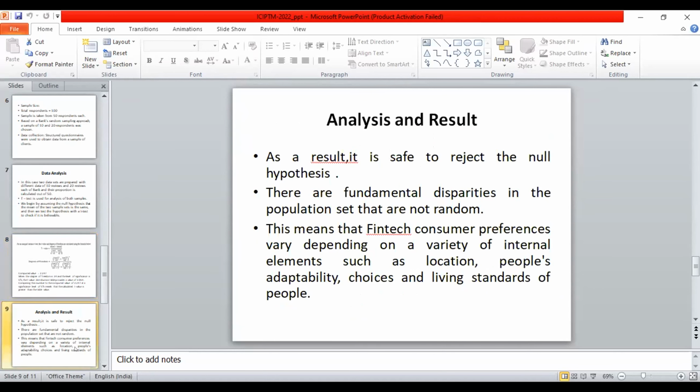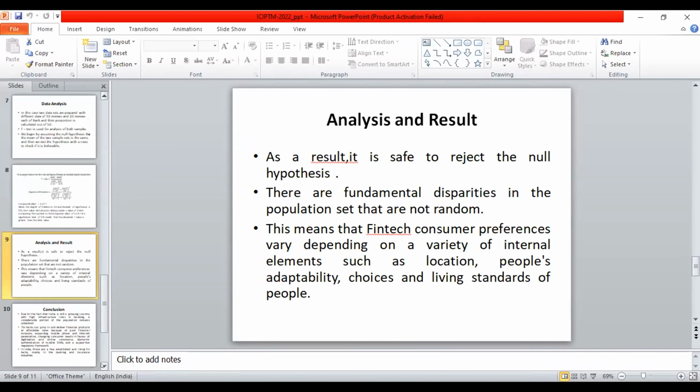So in this case, we reject the null hypothesis, because the null hypothesis says that there is no disparity between the customer adaptability and the use of financial technology, but there is, because the data is not actually the same. If the data would have been the same, we would have accepted the hypothesis. So the reason is that there are so many disparities in the population when we are looking for any kind of adaptability.